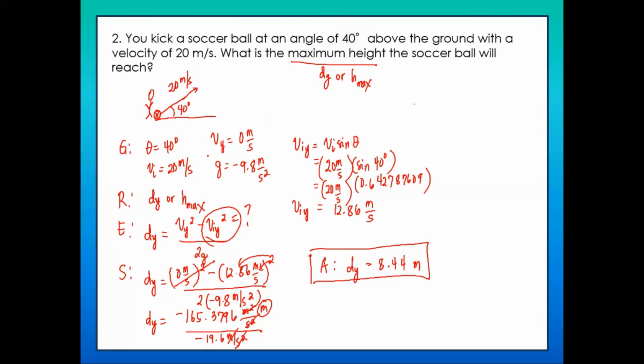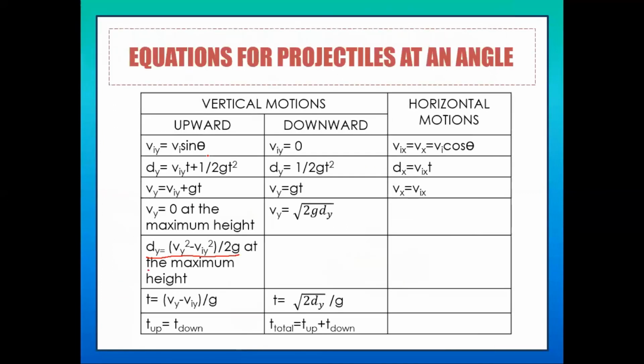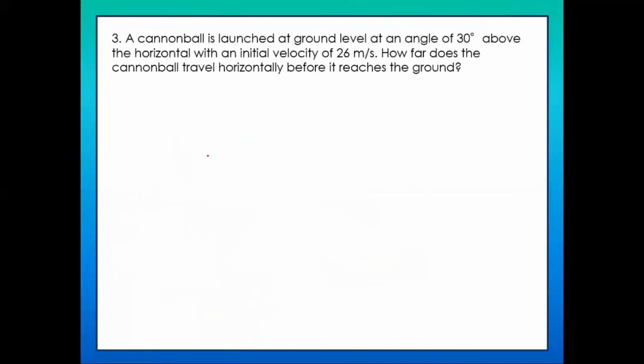Now, moving on to the third problem. Again, these equations are important. So let's have this third problem. A cannonball is launched at ground level at an angle of 30 degrees above the horizontal with an initial velocity of 26 meters per second. How far does the cannon travel horizontally before it reaches the ground?